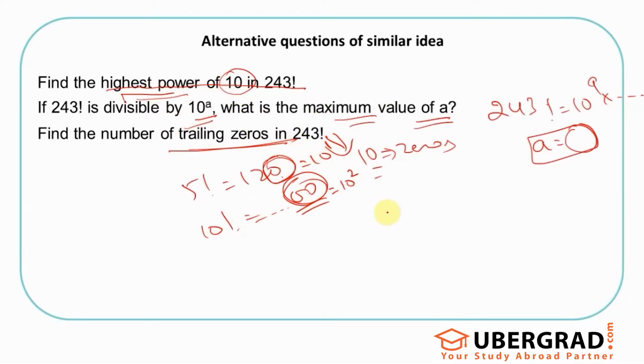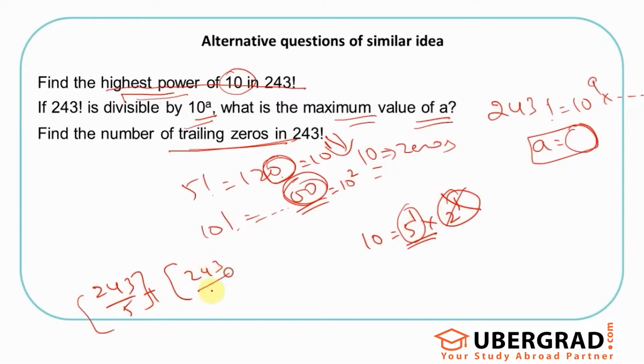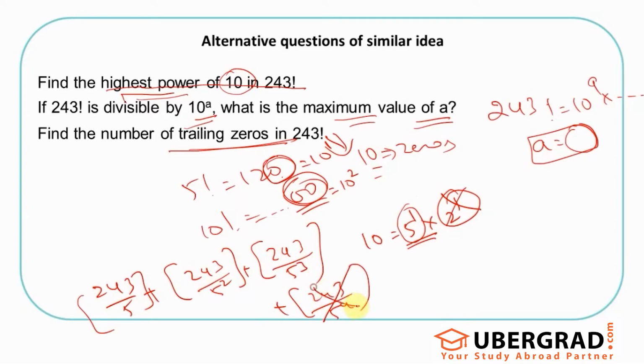So for 10, the shortcut is this. 10 is not a prime number. I have to split it into 5 power 1 into 2 power 1. But always understand that 2 occurs much more frequently than 5. So I don't even need to bother about this. I'll only check with 5 using my technique. 243 by 5 plus 243 by 5 square plus 243 by 5 cube plus 243 by 5 power 4. This is 625, so anyway it's 0. Everything from here will be 0.